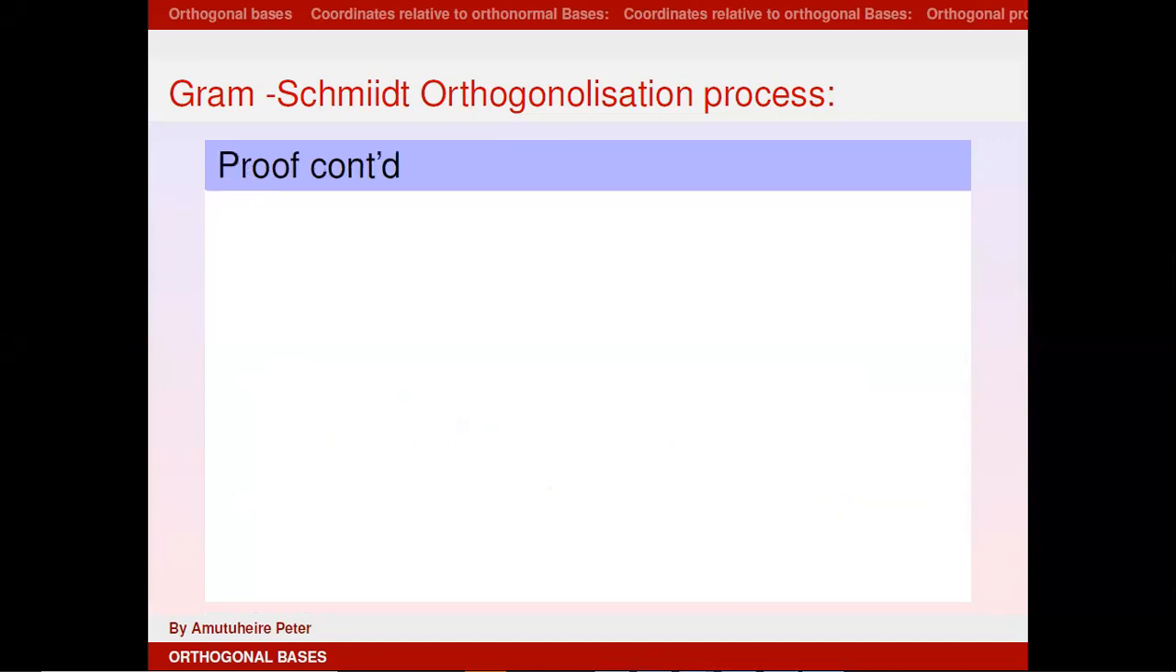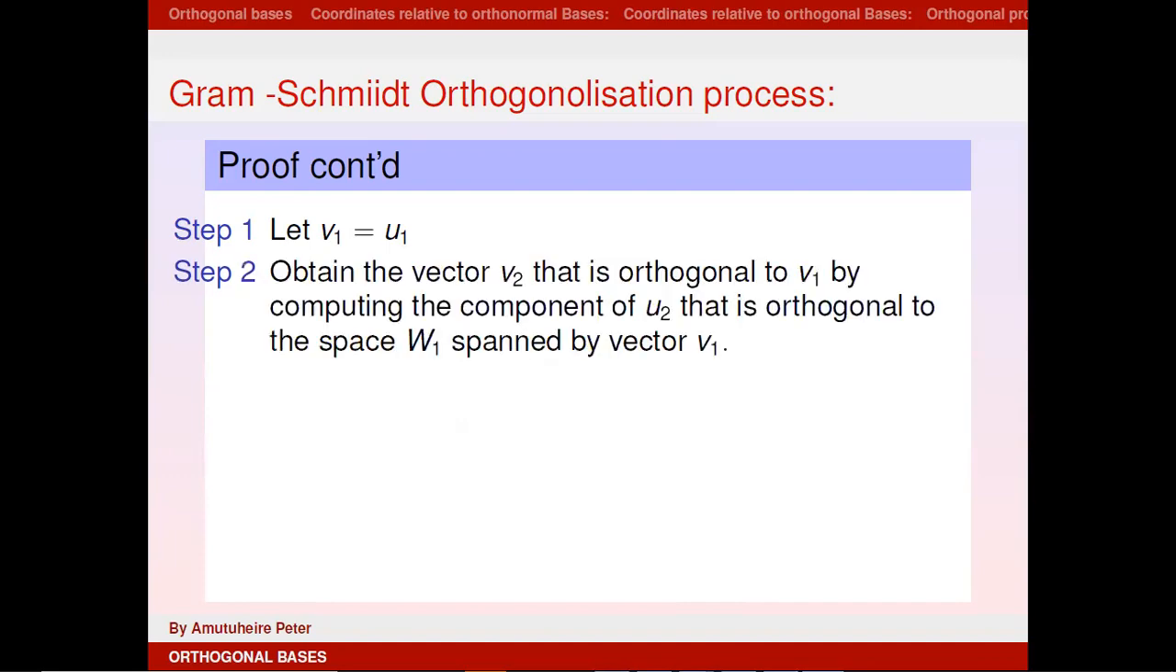Now, the following process will produce an orthogonal basis. The first step, we pick the first element of the orthogonal basis. We let the first element of the orthogonal basis be the first element of the basis we are looking at. So V1 is U1.